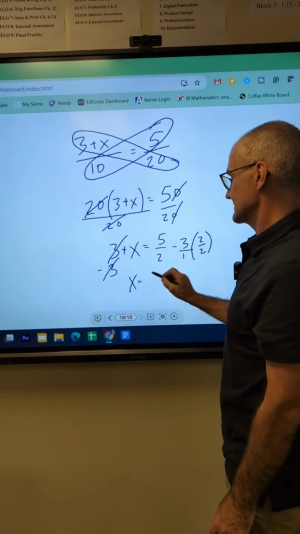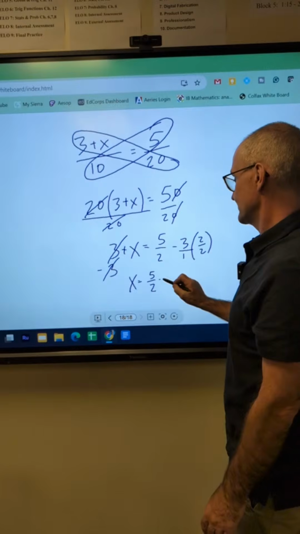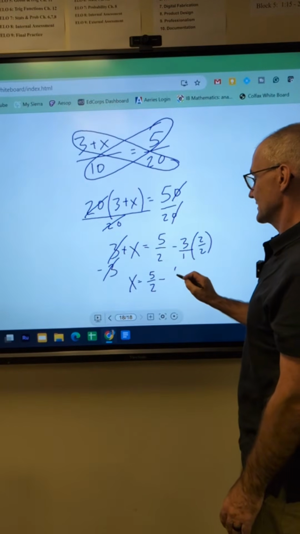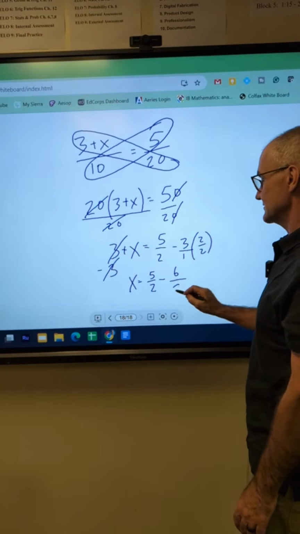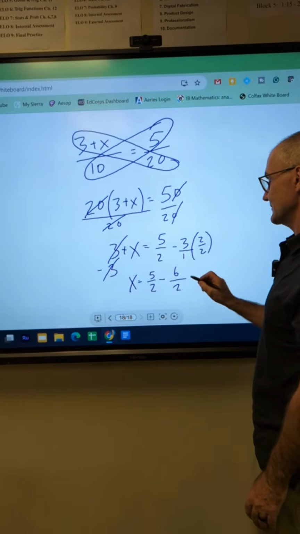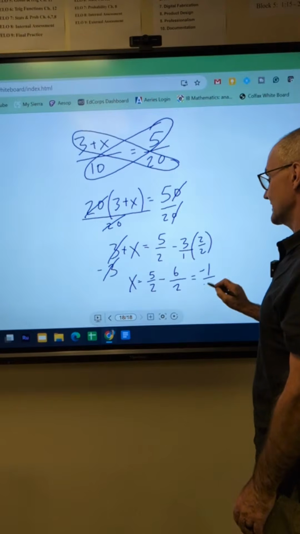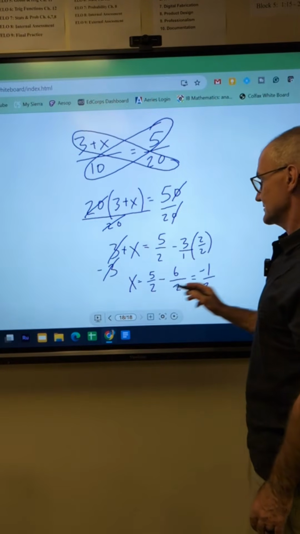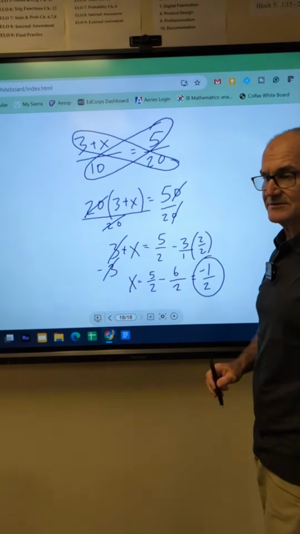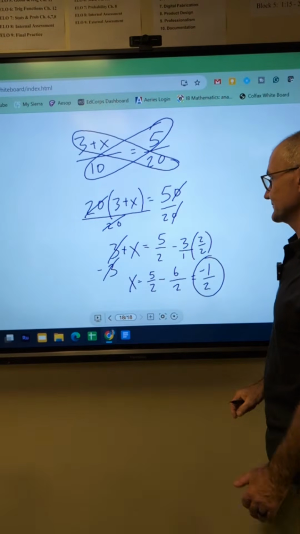So x is going to equal 5 halves minus 3 times 2, 6 over 2. I have that common denominator. 5 minus 6 is -1 over that common denominator of 2. So my answer, x, is -1/2.